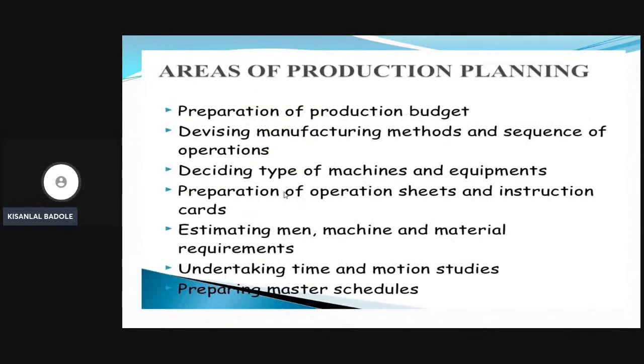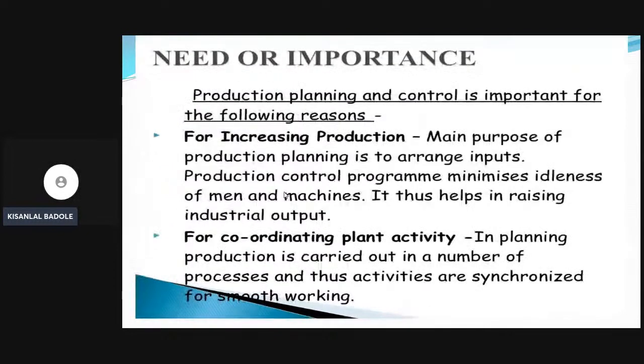After that, the areas of production planning: in which areas production takes place. Prepare the production budget, and how much the budget should be. Devise the manufacturing method and sequence of operations, deciding the type of machines and equipment, and estimate man, machine, and material requirements under motion study. These are the aims.